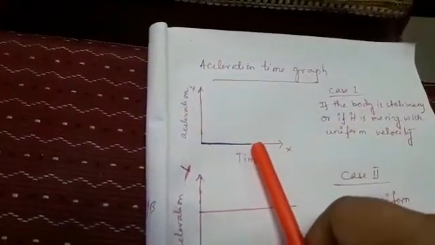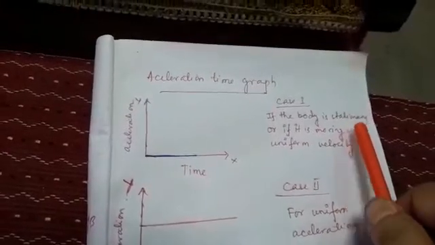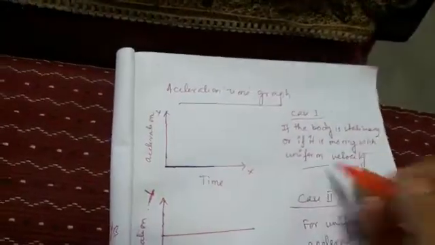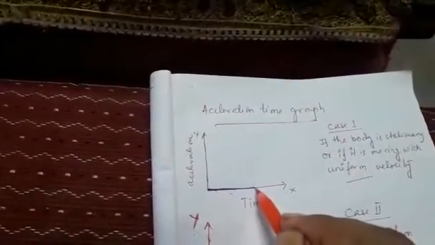Now next is the acceleration-time graph. Now these are the respective acceleration-time graphs. This is the case when the body is stationary or it is moving with uniform velocity. If the body is moving with uniform velocity, then this will be the figure of the acceleration-time graph. It will be coinciding with the x-axis.